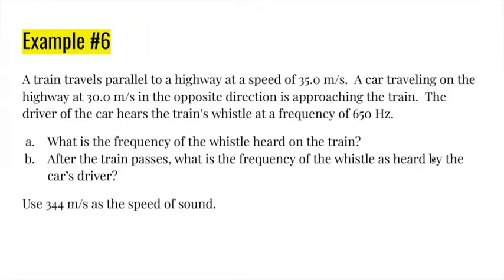We have an example here, number 6, to help us figure this out. A train and a highway are parallel to each other. So you have a train that's moving 35 meters per second, a car is moving 30 meters per second, and they're going in opposite directions toward one another. Okay, so the train and the road are parallel, but they're not moving in the same direction, they're moving in opposite directions. So as the car is approaching the train, the driver hears 650 hertz from the train whistle.